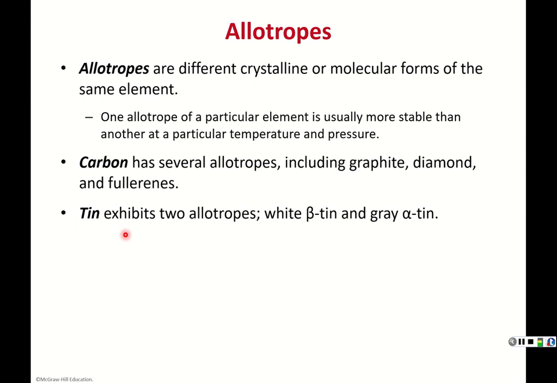Tin actually has allotropes too. It has two, white beta tin or gray alpha tin. Although, we really don't talk about those as much in this class. But that's an example of how other elements have allotropes as well.